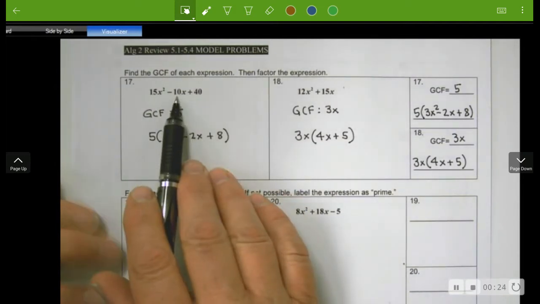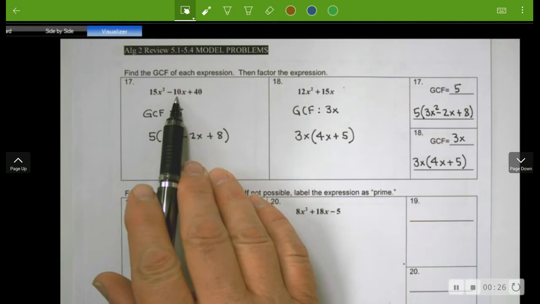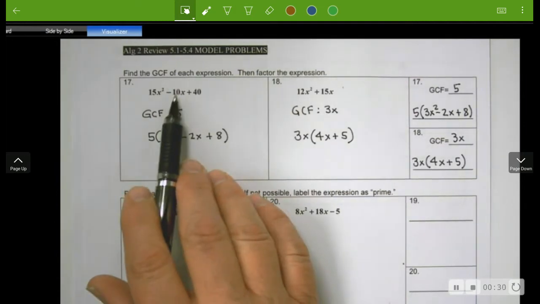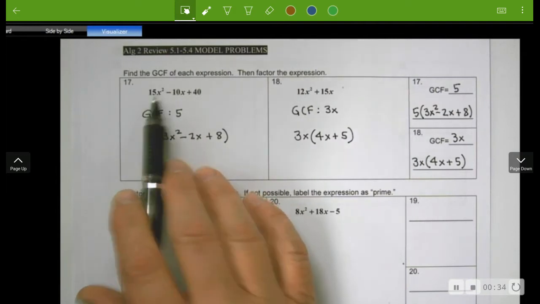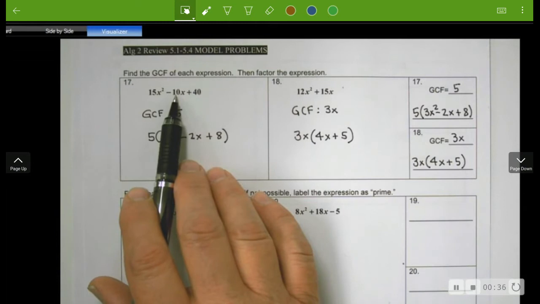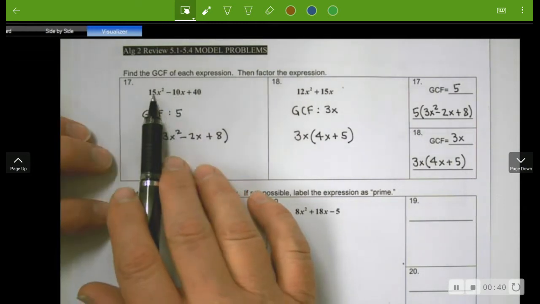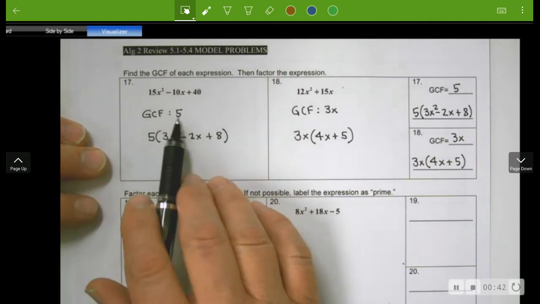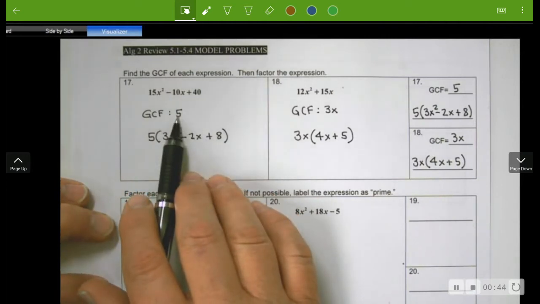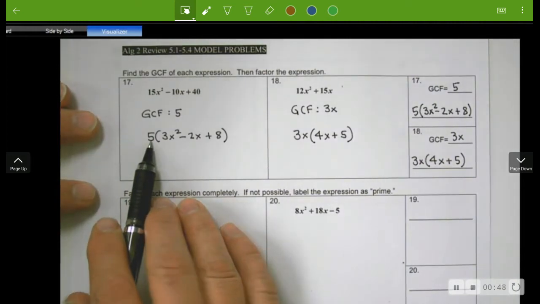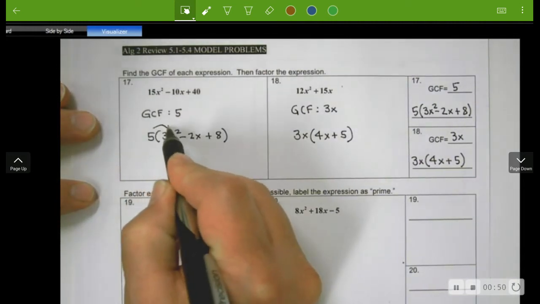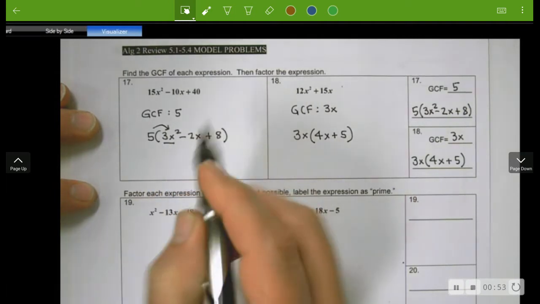Pick the smaller number, 10, and its factors in reverse order, the biggest being 10. 10 goes into 10, 10 goes into 40, but 10 does not go into 15. So then you back down and pick the next biggest factor of 10, which would be 5, and you can see that it goes into all three of them. So the greatest common factor is 5, and you pull it out in front of the parenthesis, and then you have to figure out these values by working backwards here.